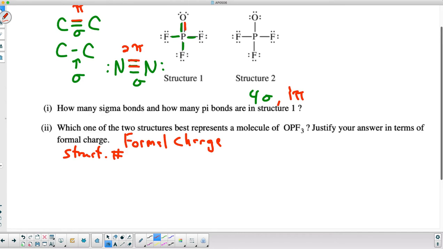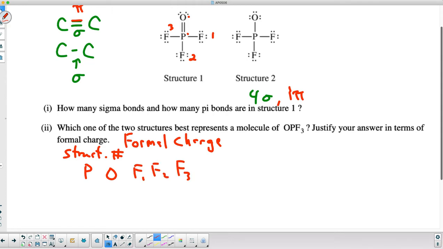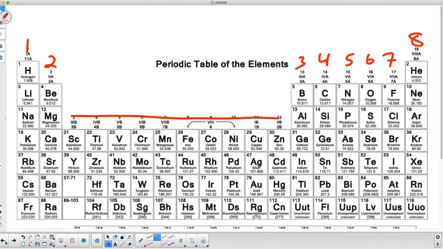I'm going to erase some stuff here so that we can continue. So I've got my P, I've got my O, and then I've got 1, 2, 3 F's. I have to show which ones they are. I have my P, I have my O, I have F1, F2, and F3. I'm going to take my valence electrons. Now it doesn't matter what structure it is, or what the elements are bonded to. Valence electrons are these things that we see going back to here. So it's P, O, F3.